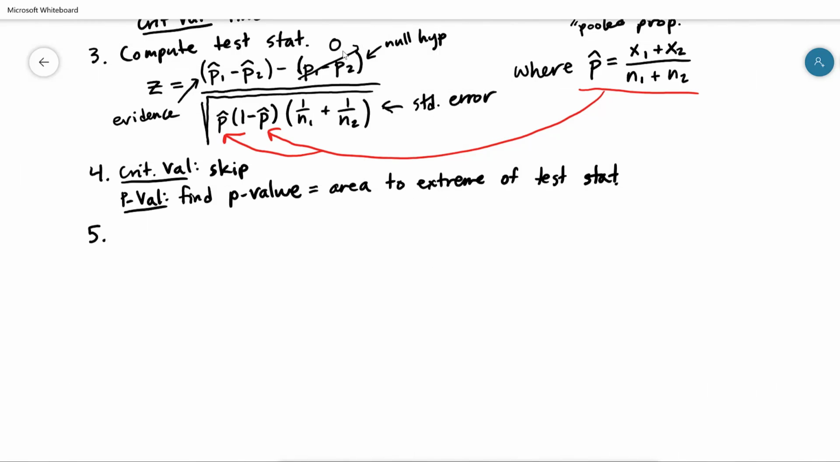Step number 5 is where we determine if our result is weird.